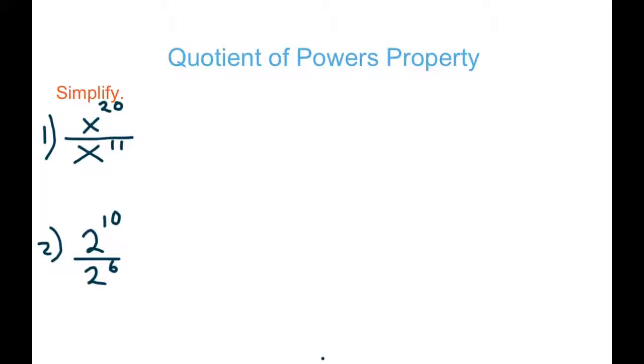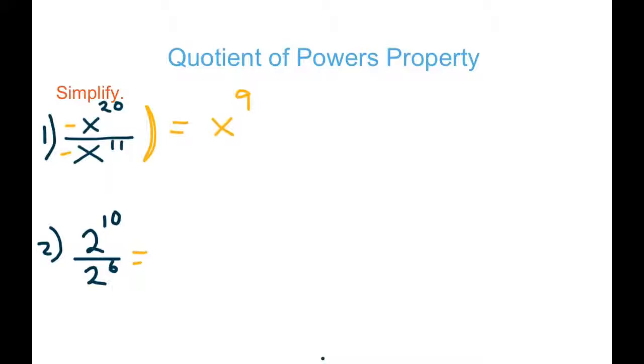All right, we think back to the properties of multiplication. If I was multiplying and my base was the same, I added the exponents. Well, now I'm dividing and the bases are the same, they both are x. So instead of adding the exponents, I'm going to subtract them. So this one turns out to be x to the 20 minus 11, is x to the 9th power. So very similar to multiplying, where I added the exponents. Now I'm going to subtract the exponents for division.